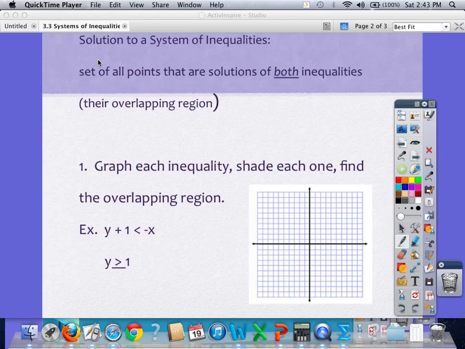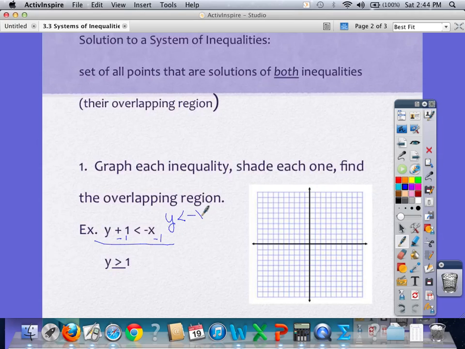Again, our graphing calculators are going to show us these things, but I'm going to show you on the graph how to do it for real. The first thing to remember is that if you want to graph it, it has to be in y equals mx plus b format. So the first thing I need to do is fix the top one. I'm going to subtract 1 from both sides. So this will be y is less than negative x minus 1. And the last one is already in y equals mx plus b form: y is greater than or equal to 1.